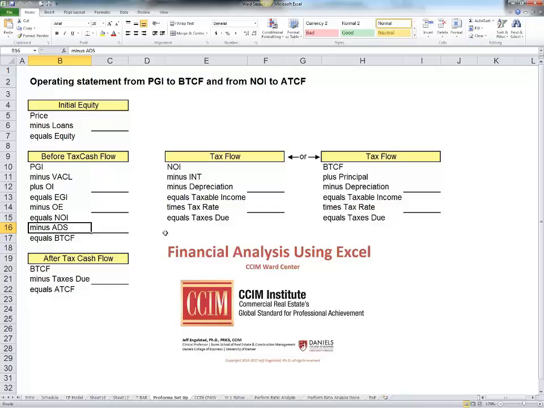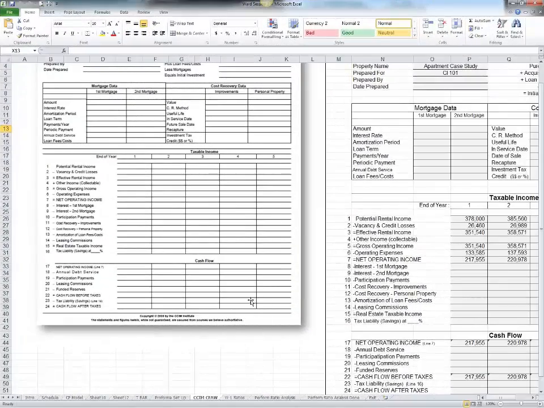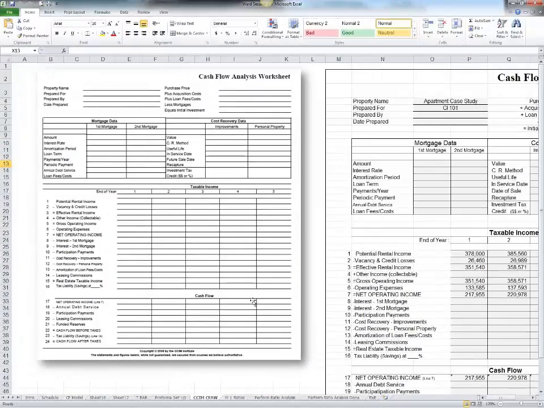Some of you might be familiar with the CCIM cash flow analysis worksheet. In fact, most people that are signing up for this course are CCIM candidates or designees. And so, you've been very well introduced to the cash flow analysis worksheet.